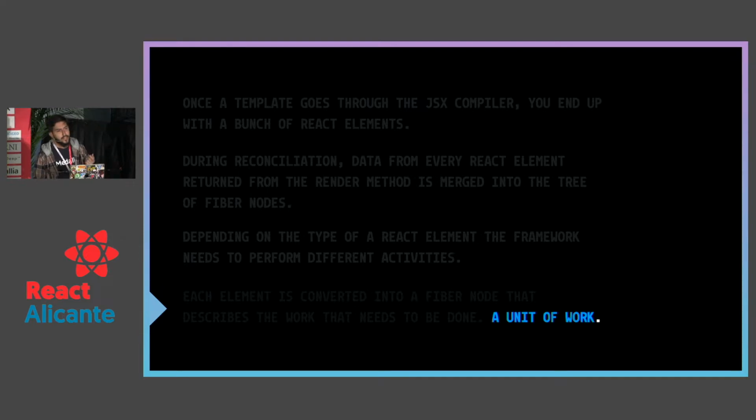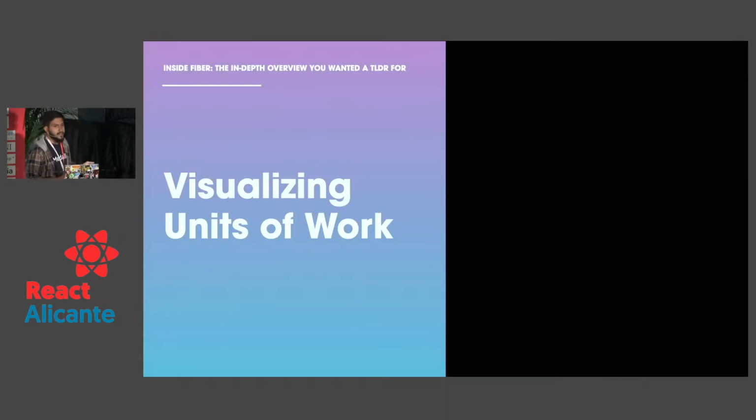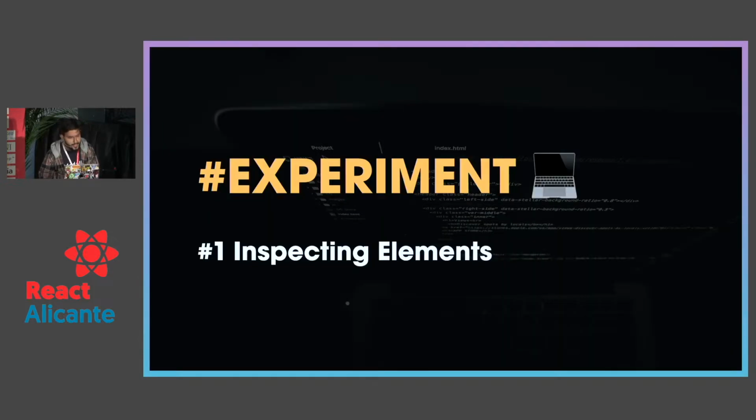And the fact that they are really good abstraction for units of work is what makes them convenient for tracking, scheduling, pausing, aborting, and like doing anything with work. Okay, now that we can abstract them as units of work, we can also think about visualizing them like that. And for this, we have the first experiment.